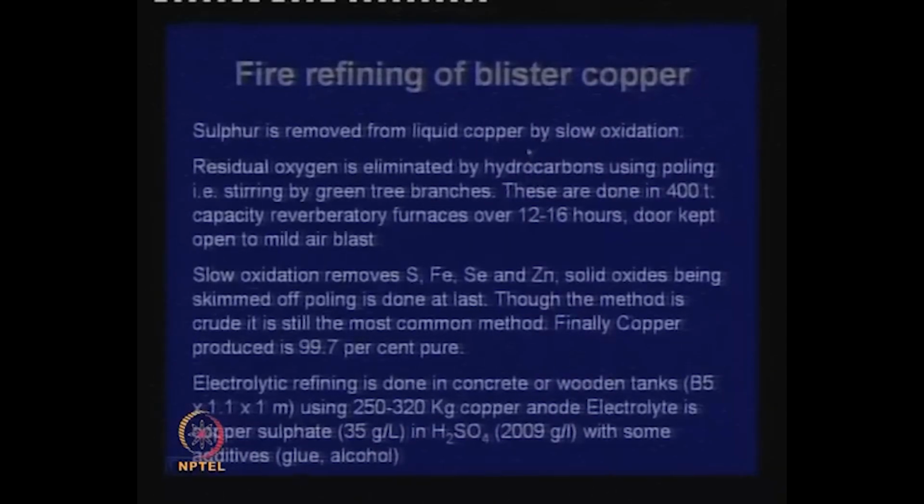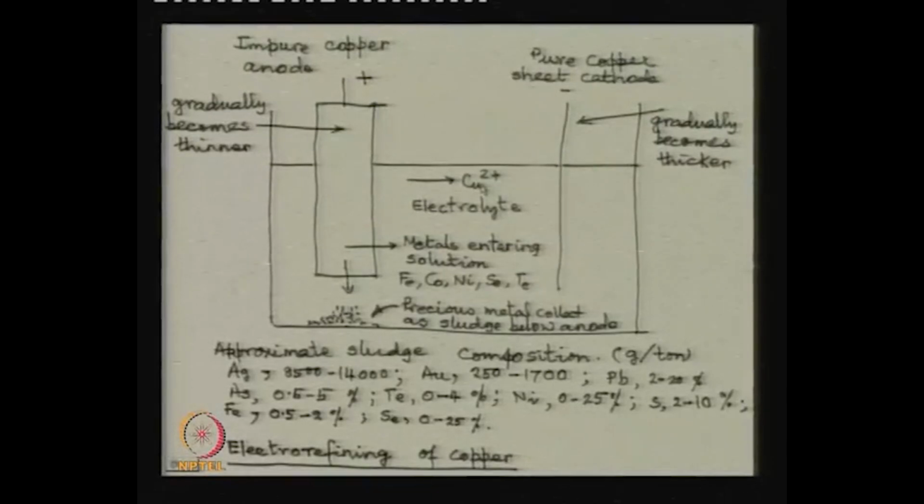Then there was a discussion on fire refining of copper, because the blister copper that comes has many impurities and there are many pyrometallurgical steps to finally get copper, but finally we will get an impure copper, and that needs electrorefining. In the process of electrorefining, it releases as slimes or sludge at the bottom of the anode a solid residue which has all the precious metals.